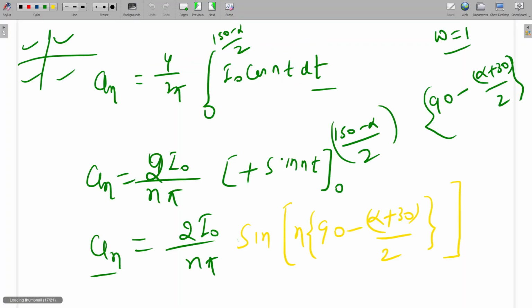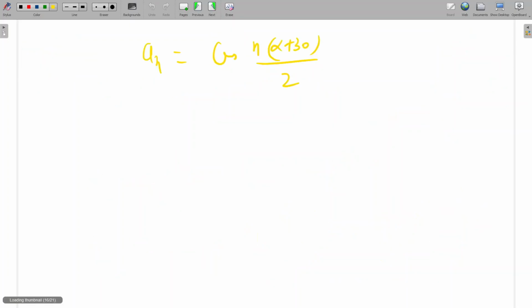For different n, it will be different. If n is equal to 2, then this factor will be 180. For even harmonics it will be different, and for odd harmonics it will be different. So these are only for odd harmonics, I think. Is it clear? Our focus will be on the fundamental only. The n value is cos n into alpha plus 30 by 2. Is it clear to all?